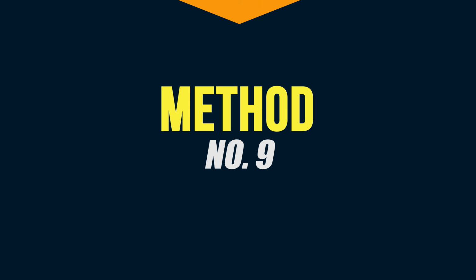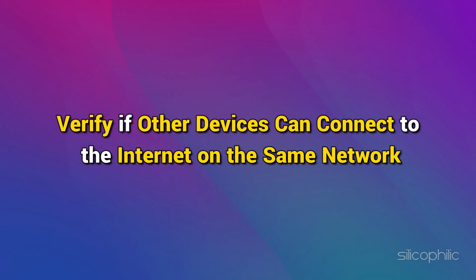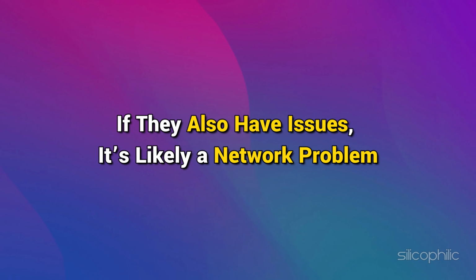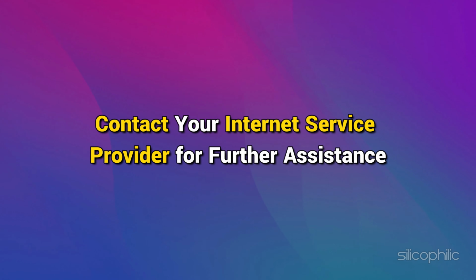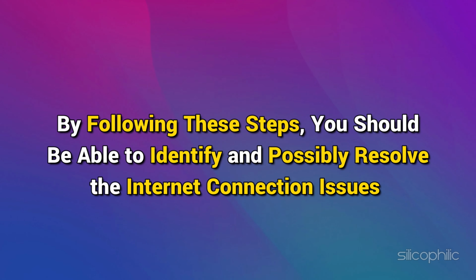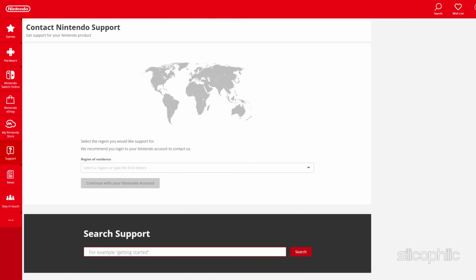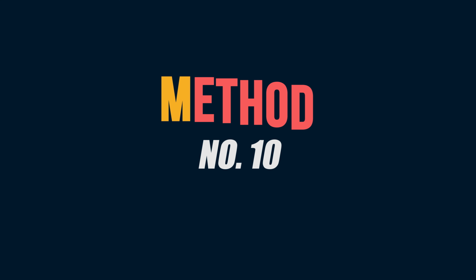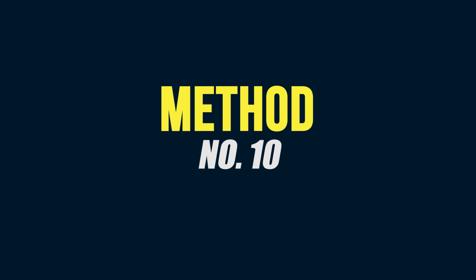Method 9. Check other devices. Verify if other devices can connect to the internet on the same network. If they also have issues, it's likely a network problem. Contact your internet service provider for further assistance. By following these steps, you should be able to identify and possibly resolve the internet connection issues with your Nintendo Switch. If the problem persists, consider reaching out to Nintendo's customer support for help.